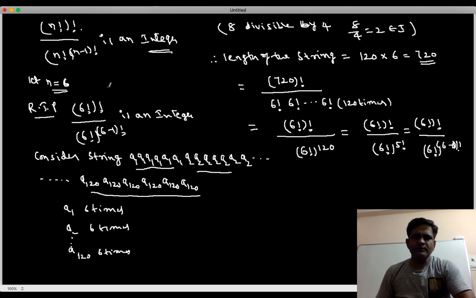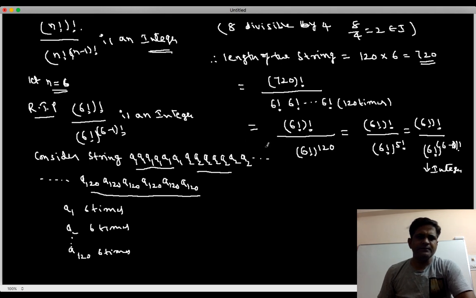So here our requirement is what? 6 factorial factorial by 6 factorial power 6 minus 1 factorial is an integer. This is nothing but the arrangement of this string which contains 720 symbols. The arrangement, that is the permutation, is always an integer. That's why this is always an integer.